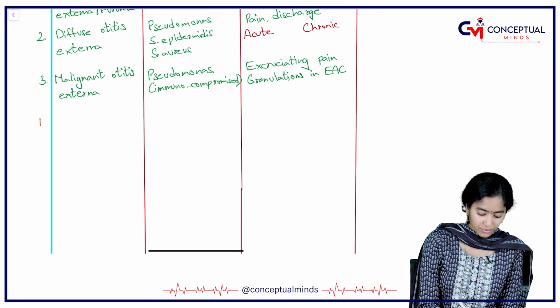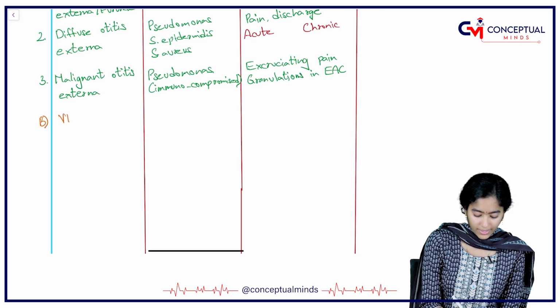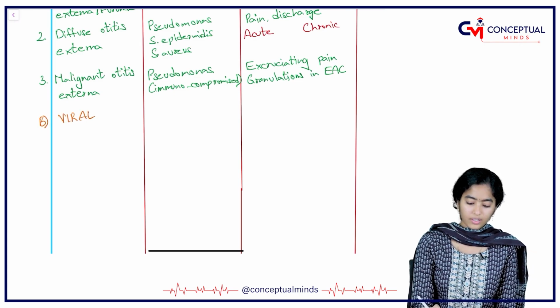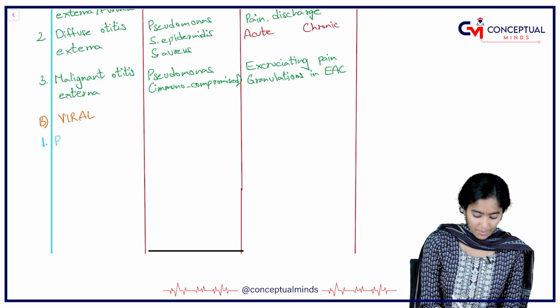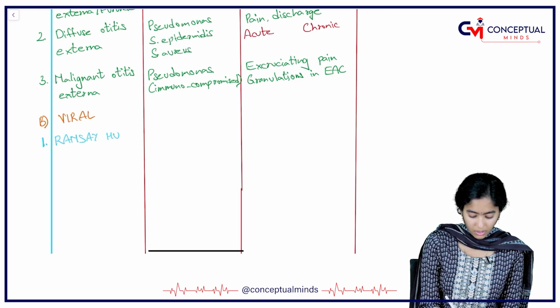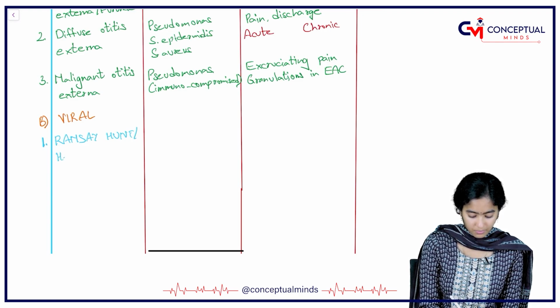Next, we have viral causes. Under viral causes, the first one is Ramsay-Hunt syndrome. It is also known as herpes zoster oticus.